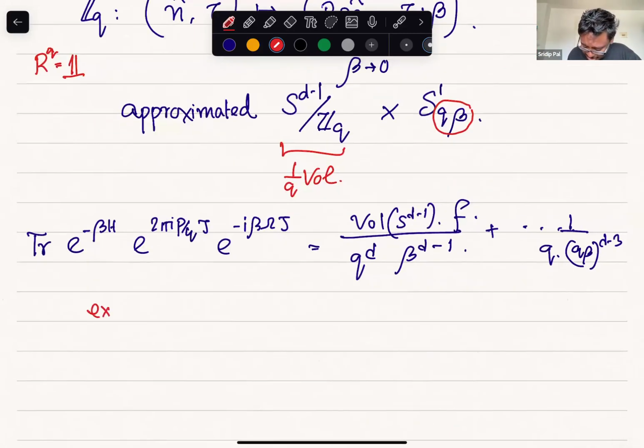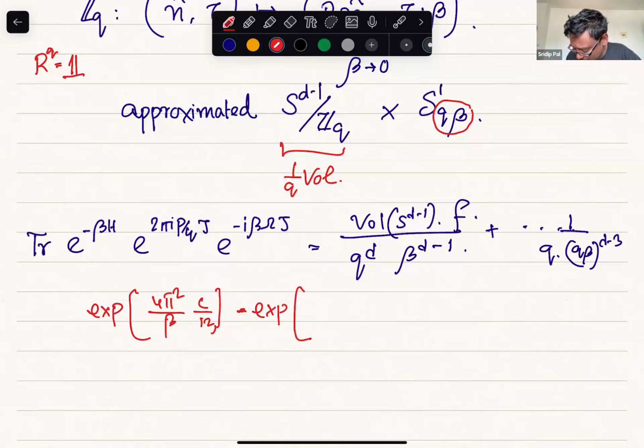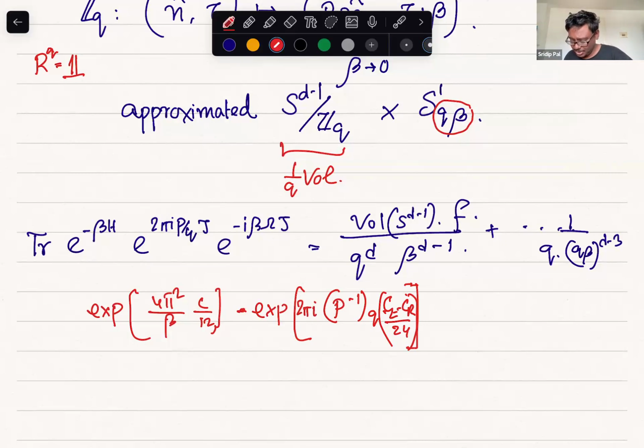In the 2D case, you will see that there will be exponential 4π² over β times c over 12, and times there will be some term which depends on p inverse mod q, and some pieces here which depend on (c_L minus c_R) over 24, and then there is a 2πi. Here p inverse mod q means you are just doing the inverse in the mod q sector.